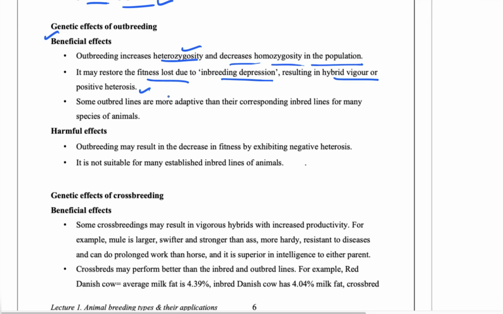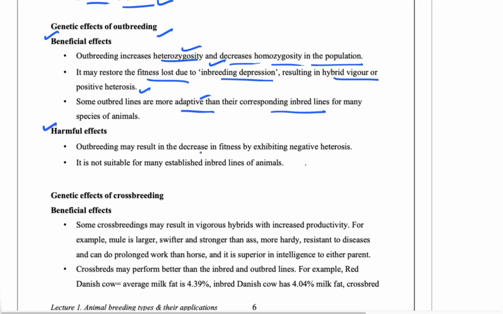So after generations of inbreeding, you just do one thing: you let the breed go for outbreeding, right? And then the inbreeding depression will go away. Then some outbred lines are more adaptive than their corresponding inbred lines when we compare. So these are the beneficial effects. What are the harmful effects?